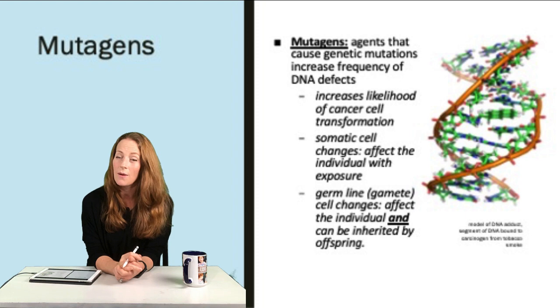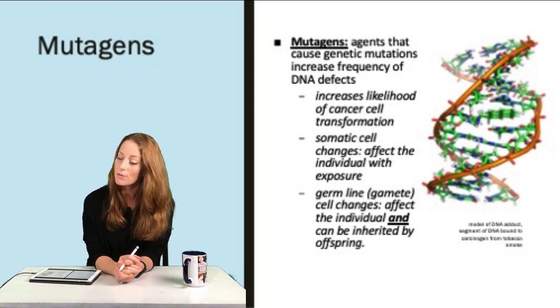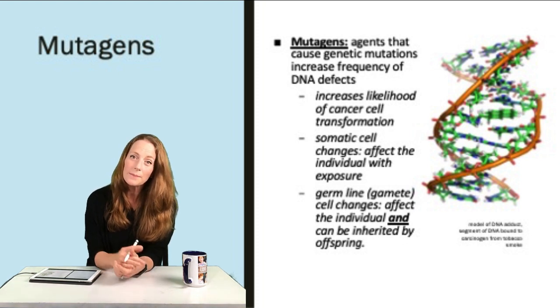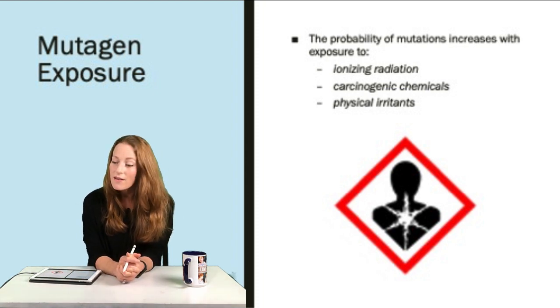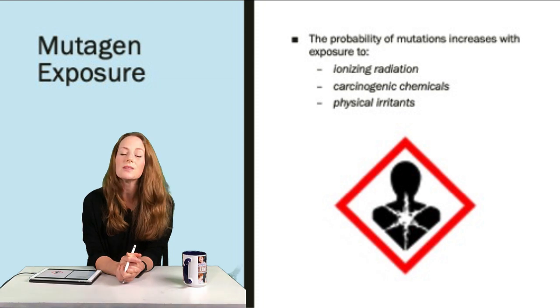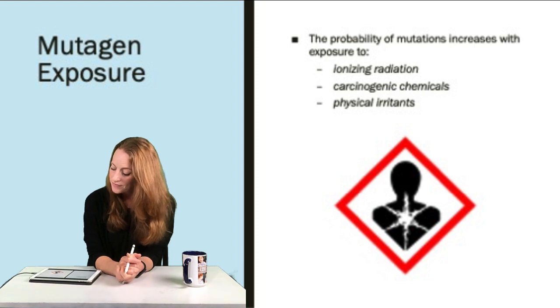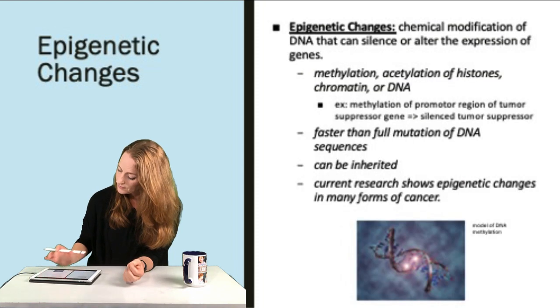If the mutagens, however, are affecting the reproductive cells, then that can cause not only cancer cell formation, but cell changes that can be inherited by offspring. So the probability of mutations increases with exposure to certain mutagens, for example, ionizing radiation, carcinogenic chemicals, and physical irritants. These all increase the rate of mutation.